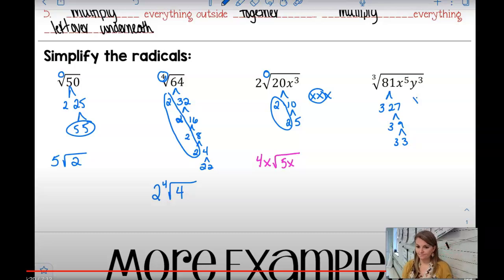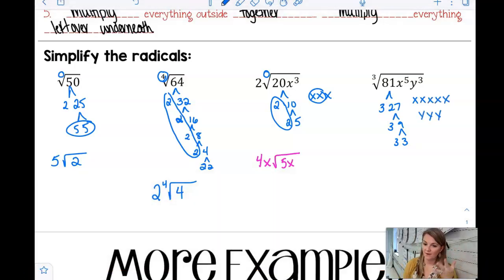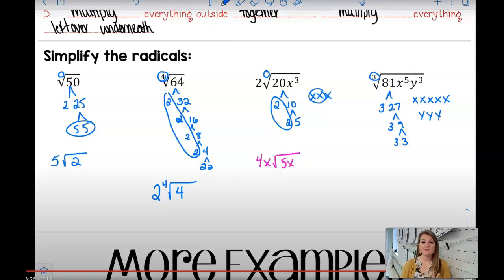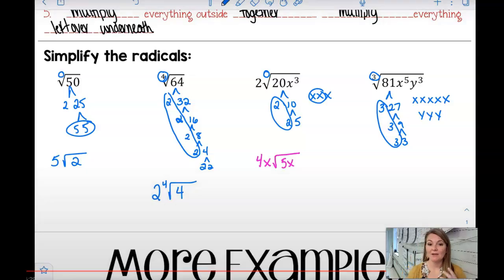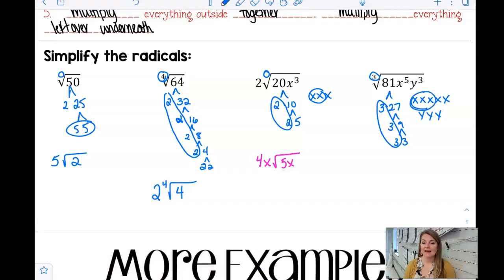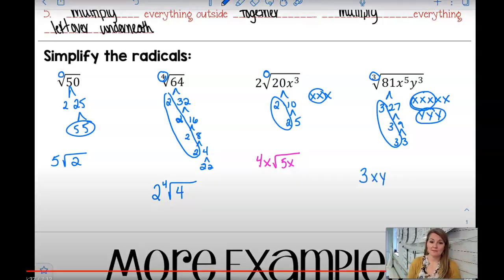Now, x to the 5th, it's annoying, yes, but write out 5 x's. Y to the 3rd, write out 3 y's. All right, and so since my index is 3, I'm going to circle my triplets. So I do have a group of 3 3's. I have a group of 3 x's, and I have a group of 3 y's. So all of those groups are going to get multiplied together. 3 times x times y is just going to give me 3xy. Those are going to go to the outside of my radical.